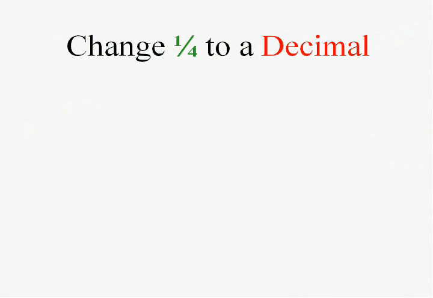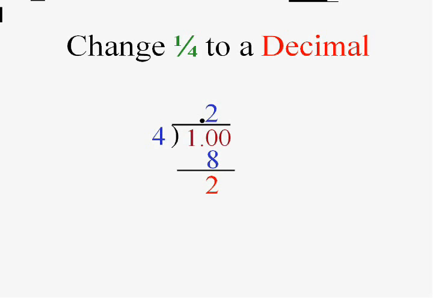Let's try another. Let's change 1/4 to a decimal. Once again, I'm going to divide top by bottom. I may need to add some zeros, and I need to add that decimal point. Now let's put the decimal point up where we know it's going to go in the answer, the quotient. And let's do the division. 4 doesn't go into 1, so let's try 4 into 10. 4 goes in twice.